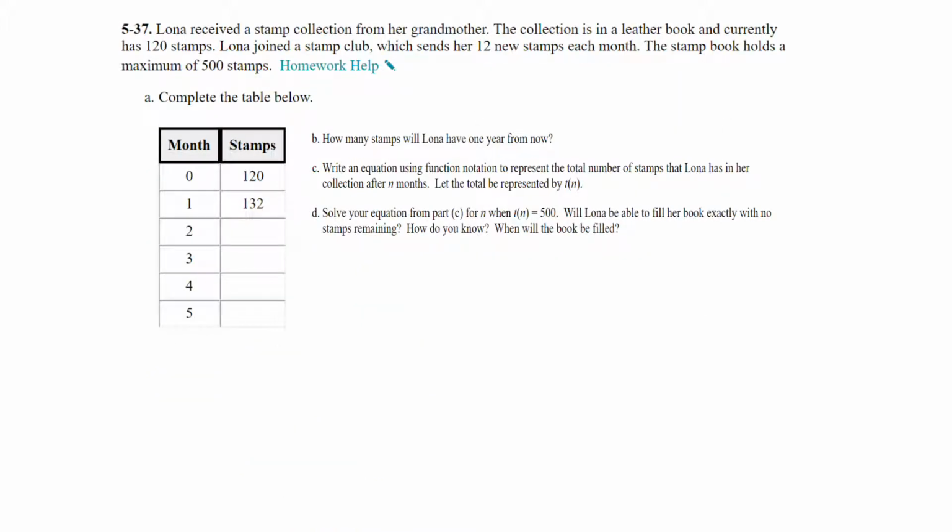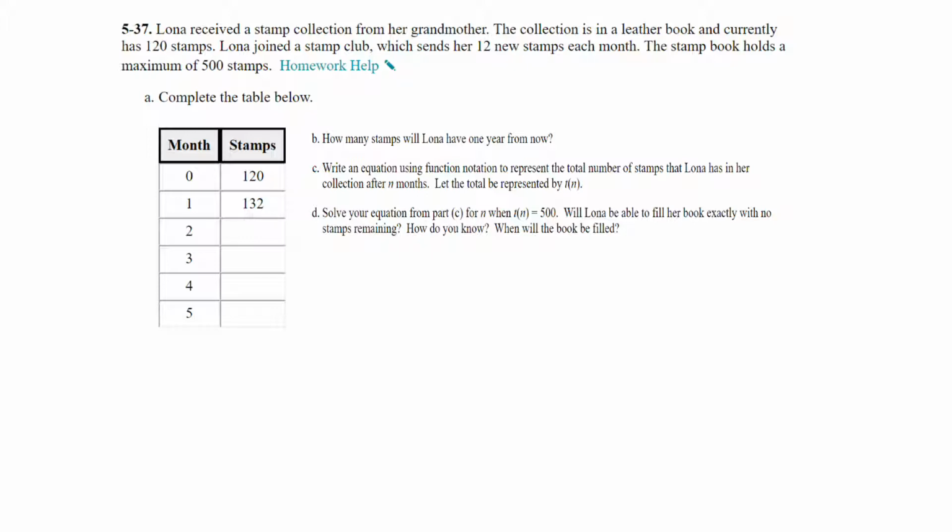Question 37. Lona received a stamp collection from her grandmother. The collection is in a leather book and currently has 120 stamps. Lona joined a stamp club which sends her 12 new stamps each month. The stamp book holds a maximum of 500 stamps. Complete the table below. So she will get 12 new stamps each month.